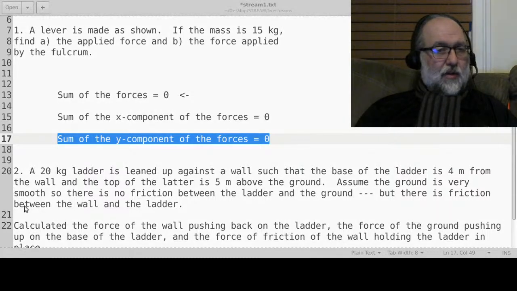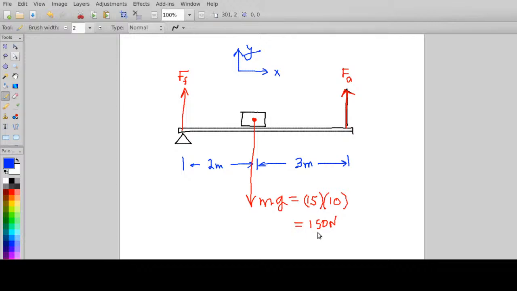Now let's switch back very quickly to that diagram and take a look at what we have. Downwards, we have 150 newtons. That means the total force upwards has to also equal 150 newtons. Otherwise, the object would either start to accelerate up or down. There are two forces up: the fulcrum force up, and the applied force up. Both of these together must balance that 150 newtons down.